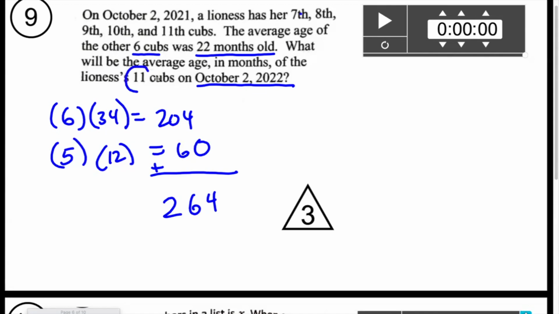And then there are 11 cubs. So I'm going to divide that by 11, because that's, again, how we find averages. So 264 divided by 11 is going to be 24. So the average age in months is going to be 24. So it's the total of these 6 cubs who are 34 months old each, and the total of these 5 cubs that are 12 months old on this date.